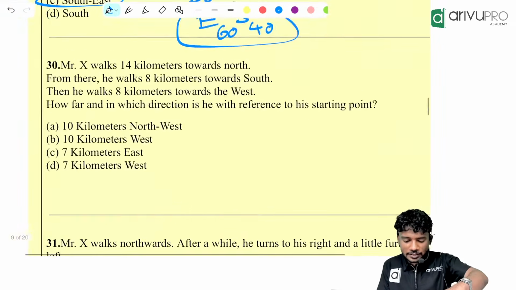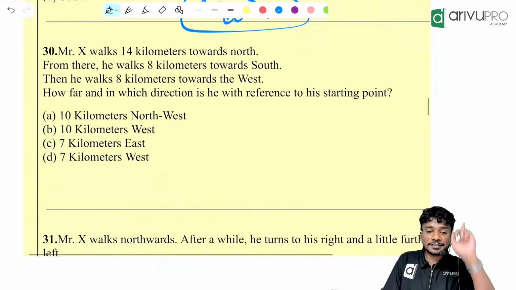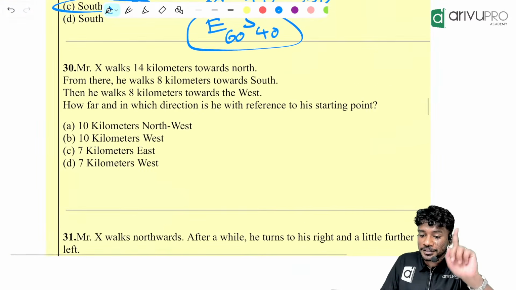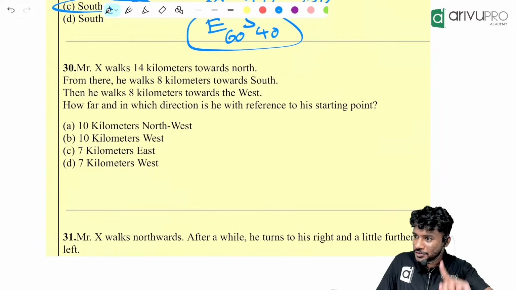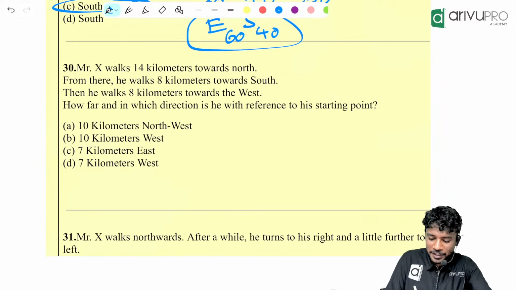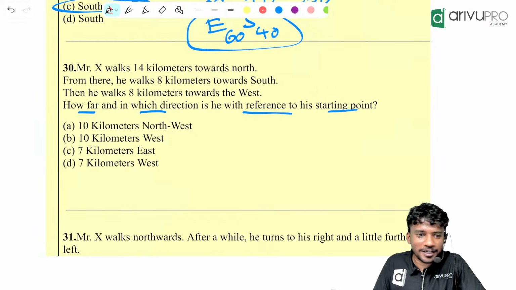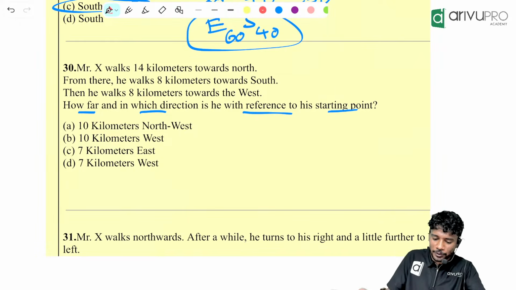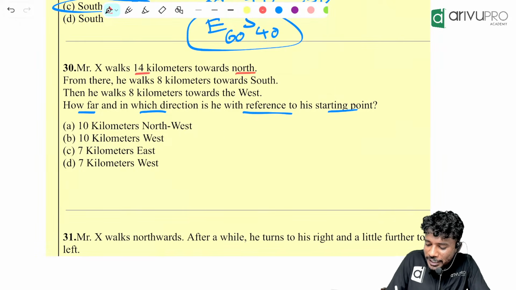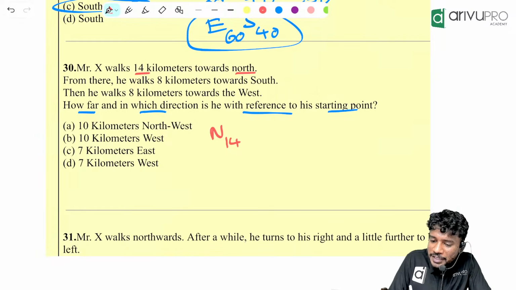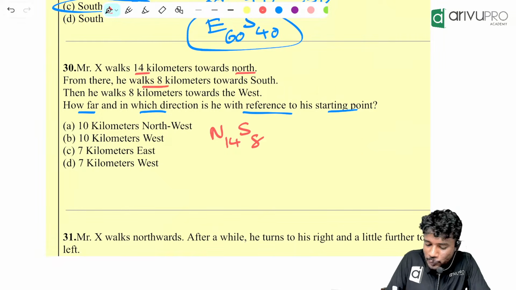Done. Next one. Is it the same type repeated for the third time in the same attempt? Yes, same type for the third time. How far and in which direction is he from the starting point? Same type of question, same approach. X walks 14 kilometer north. From there he walks 8 kilometers south. Then he walks 8 kilometer west.